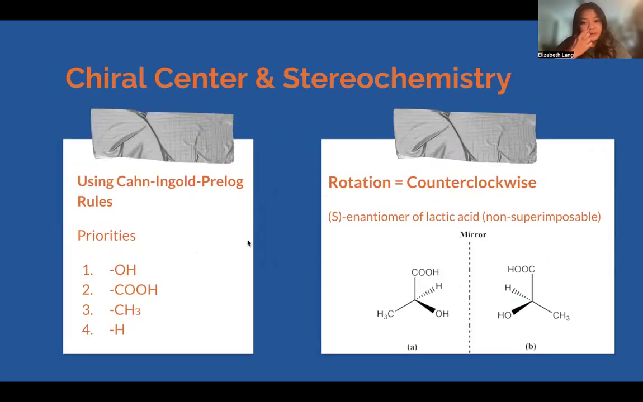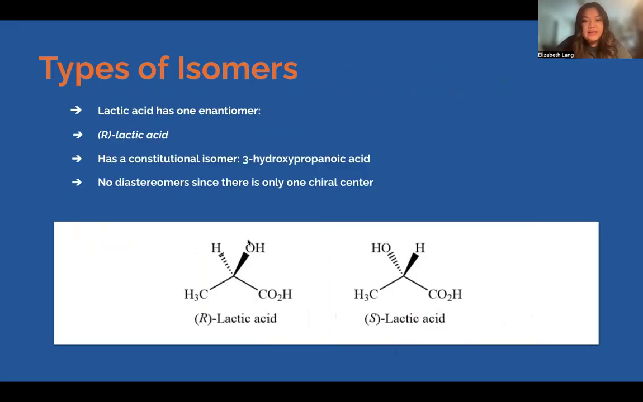When taking a look at the chiral center and stereochemistry, we can prioritize the four different groups using Cahn-Ingold-Prelog rules, which are hydroxyl group, carboxylic, methyl, and hydrogen. From that perspective, the rotation can be determined as counterclockwise, making it an S enantiomer of lactic acid, which is non-superimposable. Lactic acid has one enantiomer.